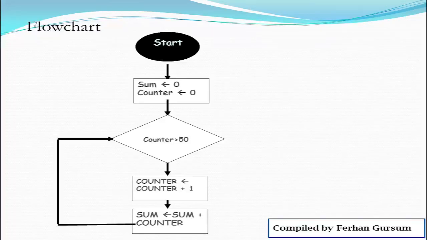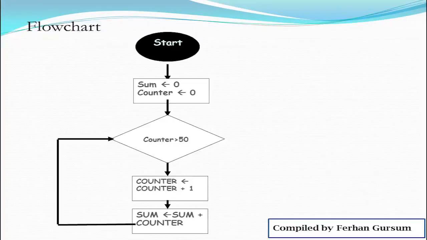Counter 2 plus 1, 3. Counter is now 3. Sum is how much? 3. So sum plus counter, 3 plus 3 is 6. So 6 is the value of sum. Counter is 3. 3 is greater than 50? No. Again it comes down. 3 plus 1, 4. 4 plus 6, it becomes 10. It comes there again. 4 is greater than 50? It continues like this until counter becomes greater than 50.